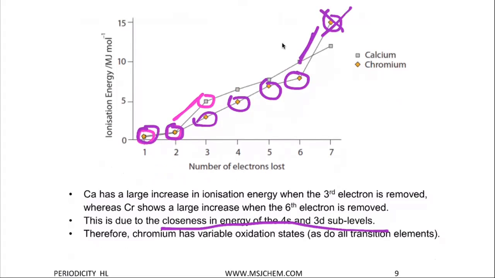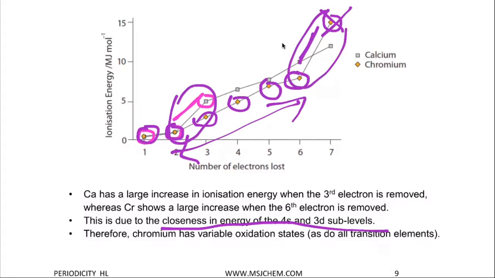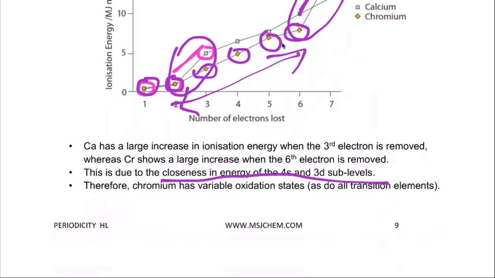That's because after losing these 6 electrons, the next thing that chromium has is 3p. And there's a huge energy difference between the 4s 3d and then 3p. For calcium, it came over here. This was the jump from 4s to 3p. For chromium, it didn't come till later because of the d electrons, allowing it to have multiple charges, unlike calcium.